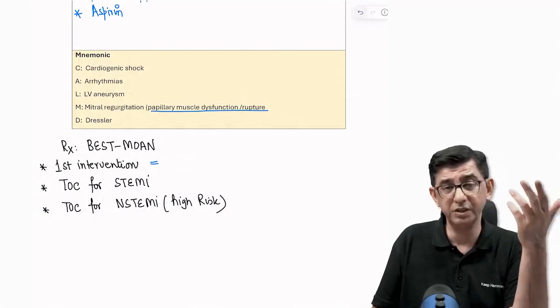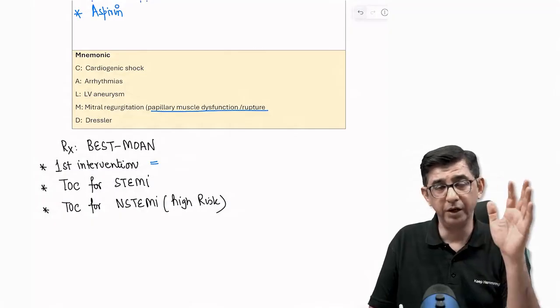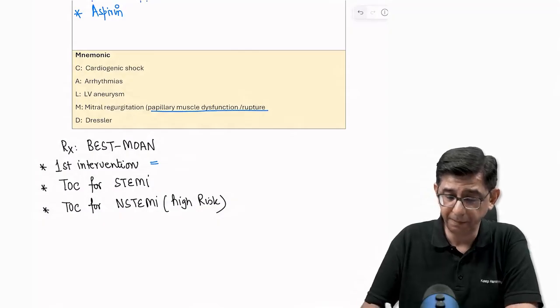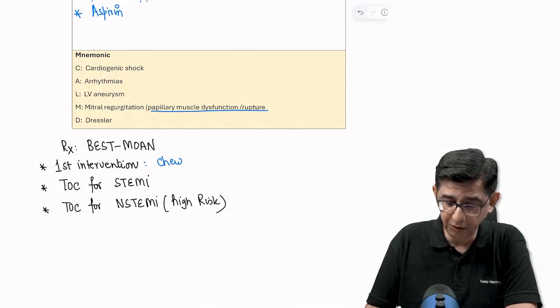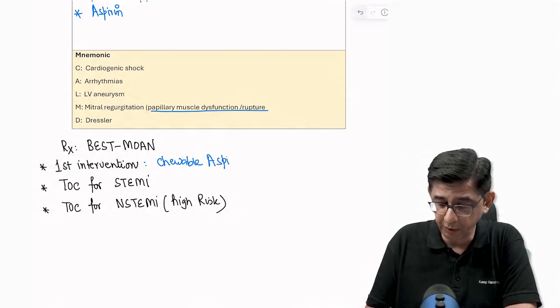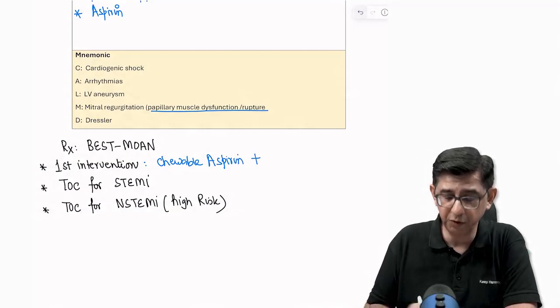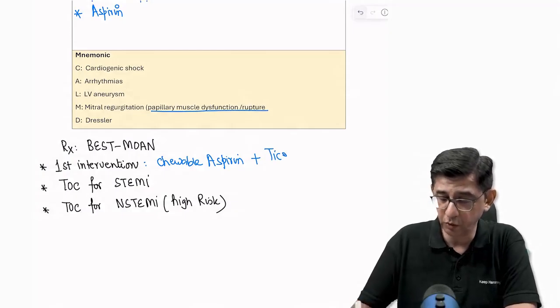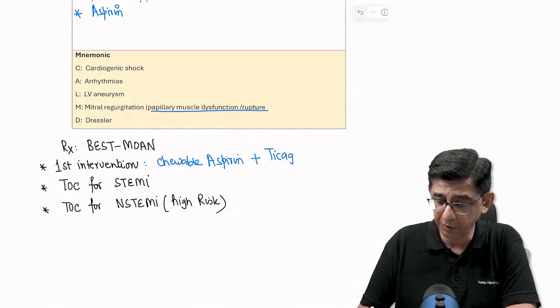First intervention is always aspirin, not morphine, not nitrates. First intervention is we will be giving the patient chewable aspirin, sir. This would be a 325 milligram chewable aspirin that should be given to the patient initially, and we will ask the patient to crush the tablet between the teeth so that there is quick absorption from the buccal mucosa. Along with chewable aspirin 325 milligram, we should also be giving ticagrelor to the patient.